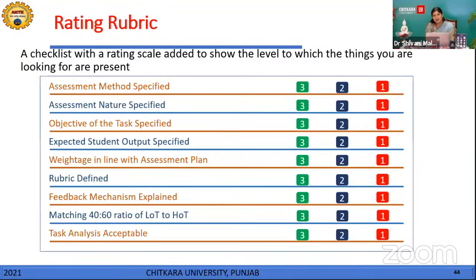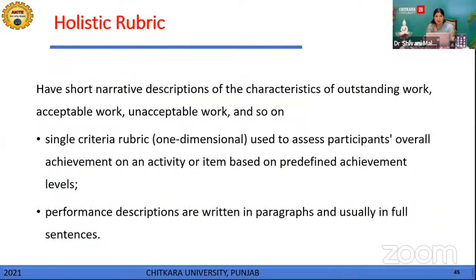Assessment nature specified. Suppose you think you require a little bit of modification in it, you rate it 2, meaning the assessment nature is required to be specified more clearly. Objective of the task specified. Suppose you specified only one objective and there are multiple objectives, those are required to be specified, and you give it a rating scale 1. So through this rating scale you will get to know what things are pending, what things are under review, and what things are finalized. So this is what rating rubrics is going to help you for.